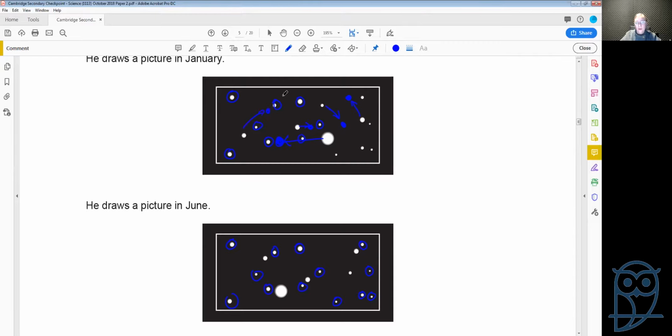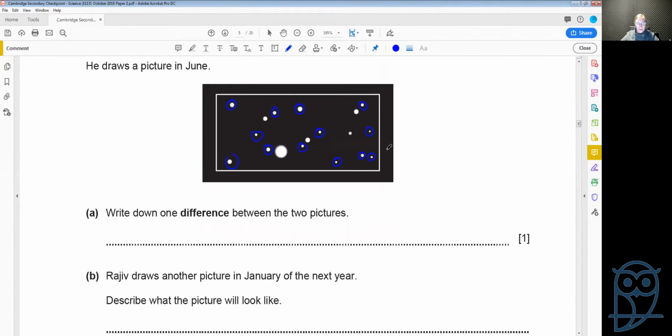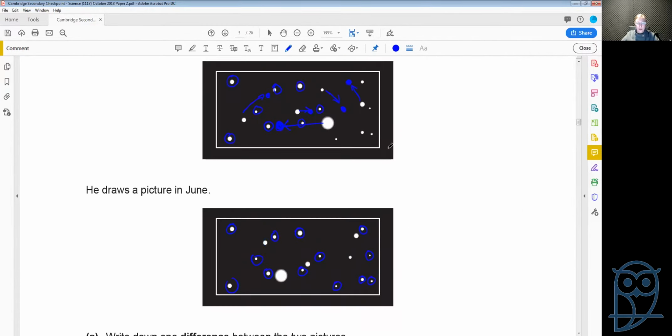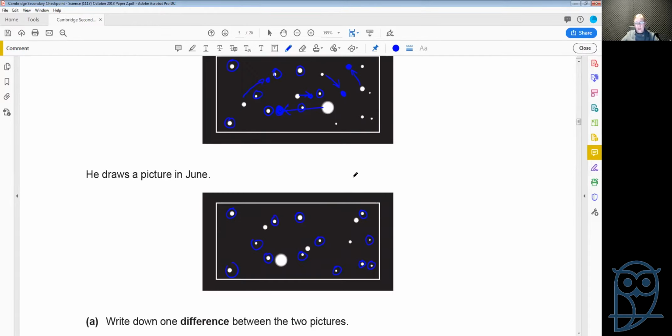So now we can see sort of what has happened here. This is obviously a picture of some kind of planet with its moons, just due to the fact that we can see these stars wandering. The definition for planet means wanderer in the old language. So we see here we've got a planet, and then we can see how these have moved. So write one difference between the 2 pictures. So just one. So we can just write about the big star.